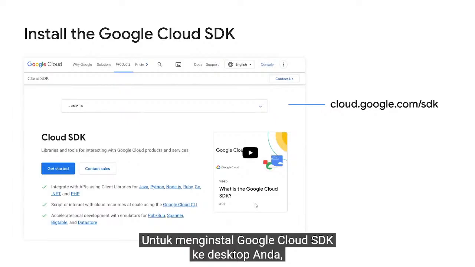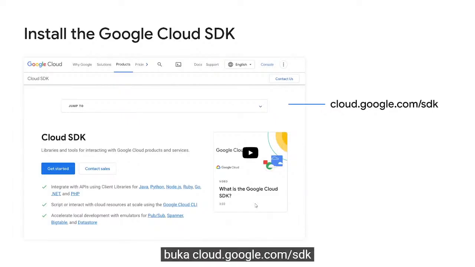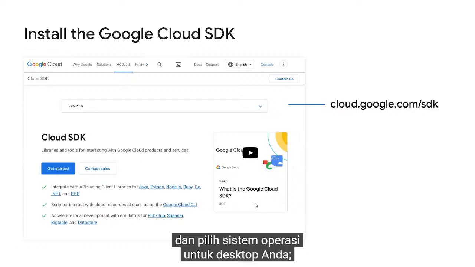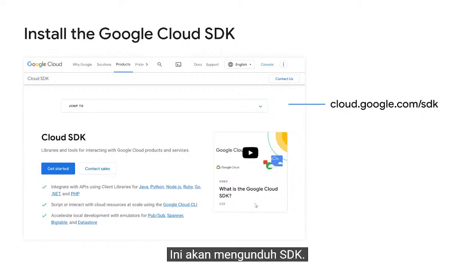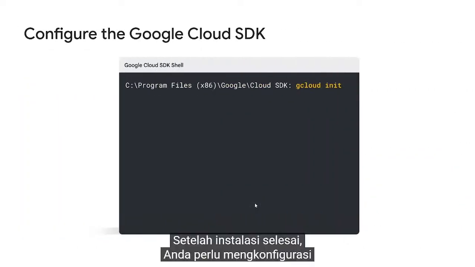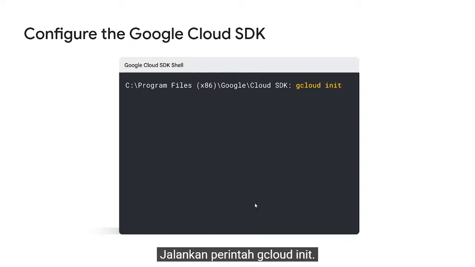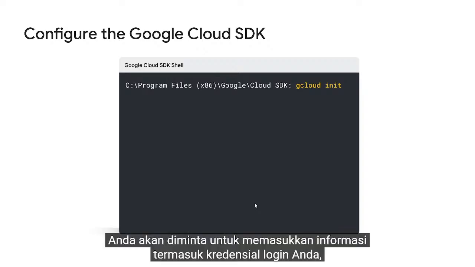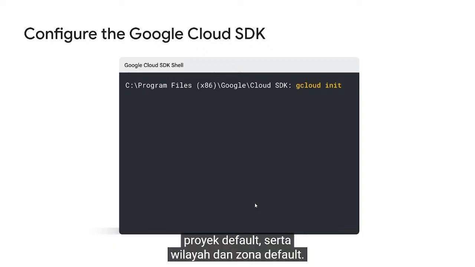To install the Google Cloud SDK to your desktop, go to cloud.google.com/sdk and select the operating system for your desktop. This will download the SDK. Then follow the instructions specific to your operating system. After the installation is complete, you'll need to configure the Google Cloud SDK for your Google Cloud environment. Run the gcloud init command. You'll be prompted for information including your login credentials, default project, and default region and zone.